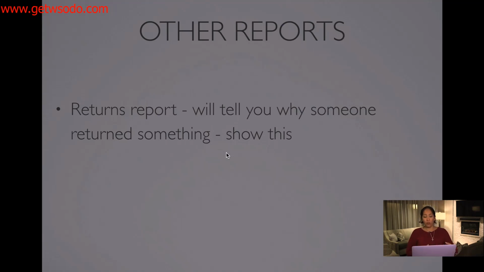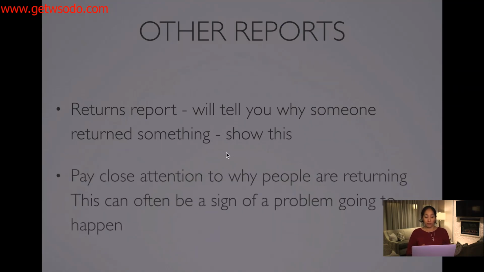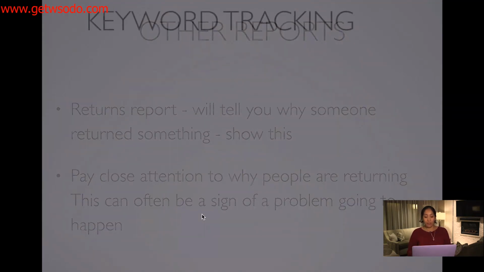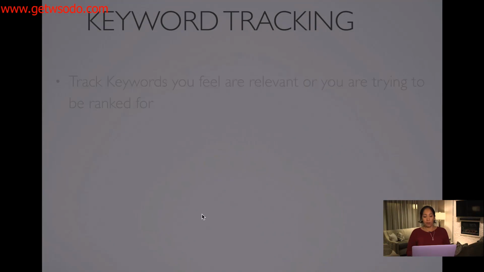On our dropshipping account, we've had to liquidate a bunch of floats, like pool floats, because we had a problem. When they came out of China, they had a bunch of defects, and we kind of got screwed, and we've had to liquidate those and try to get rid of as many as possible. By analyzing our returns report, we caught this very early on, so it didn't affect our actual account. So you want to pay close attention to why people are returning. Again, this can often be a sign of a problem waiting to happen.